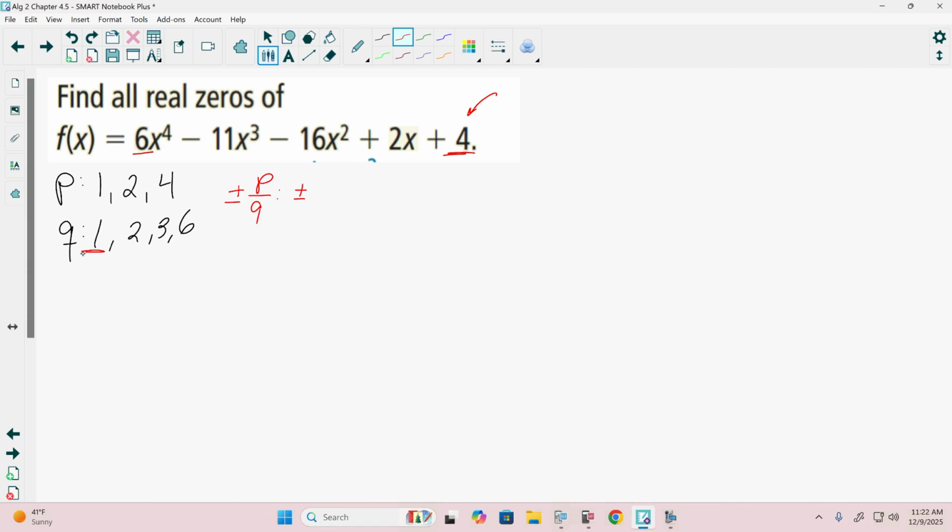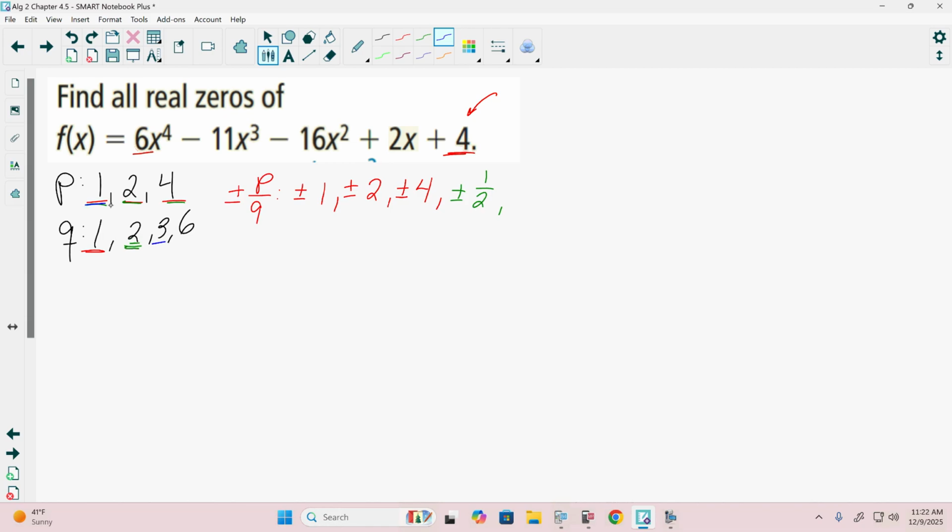Yes. And now I take every factor of p and divide it by each factor of q individually. Now the first one we're going to start off with is 1. So we're going to divide 1, 2, and 4 by 1. Well, that's just going to be plus or minus 1, plus or minus 2, plus or minus 4. That just gives us those numbers back. Now we're going to do the same thing with 2. So we'd have 1 divided by 2. 1 over 2 is 1/2. 2 divided by 2 is 1. It's already there. 4 divided by 2 is 2. They have a common factor.